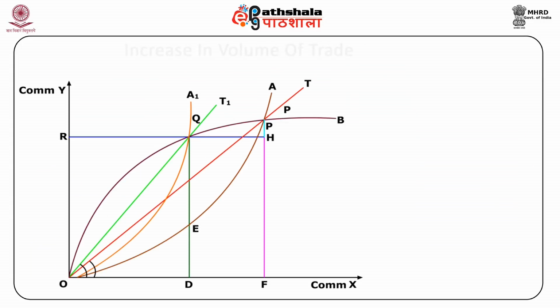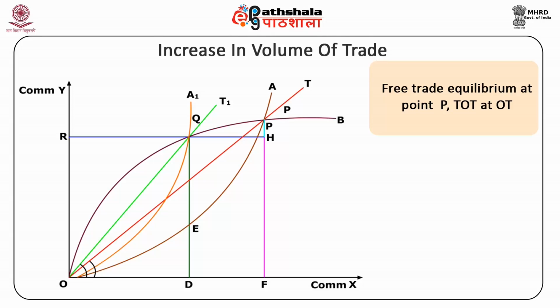As shown in the figure, the initial offer curves of Nation 1 and Nation 2 are OA and OB respectively. Nation 1's exportable good is commodity X, which is Nation 2's import good, and Nation 2's export good is commodity Y, which is Nation 1's import good. The free trade equilibrium takes place at point P, where the two nations' offer curves intersect each other. The terms of trade line is OT, corresponding to the free trade equilibrium.